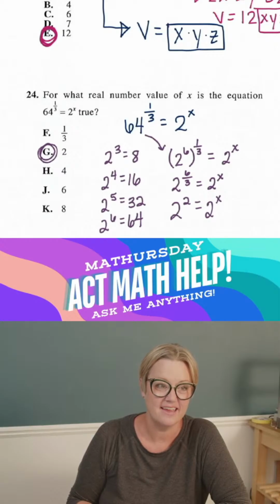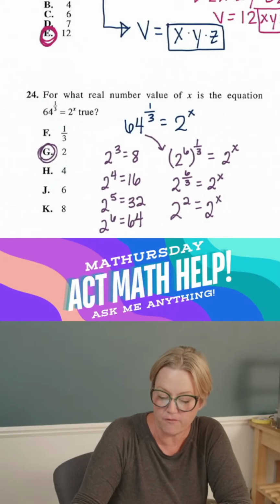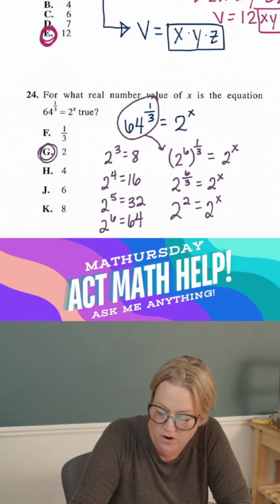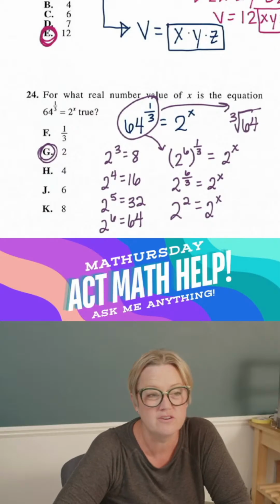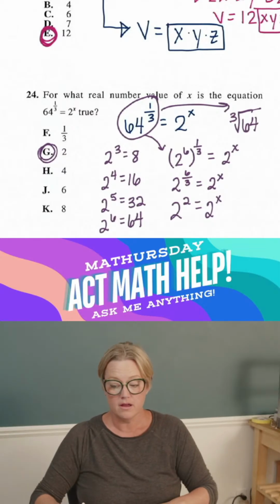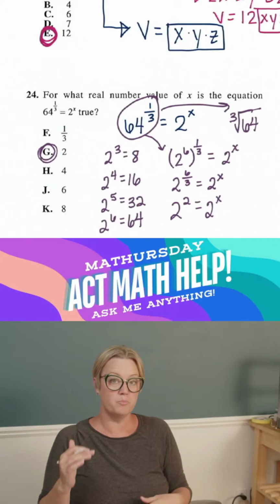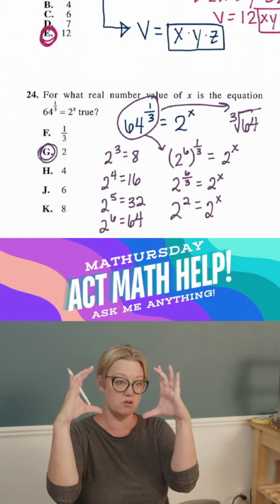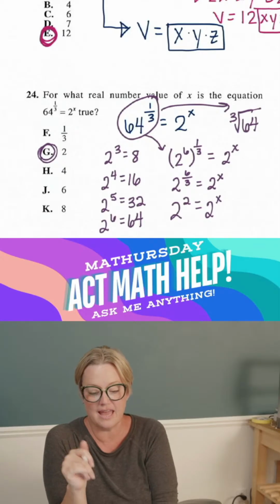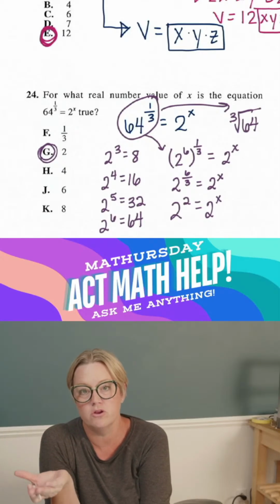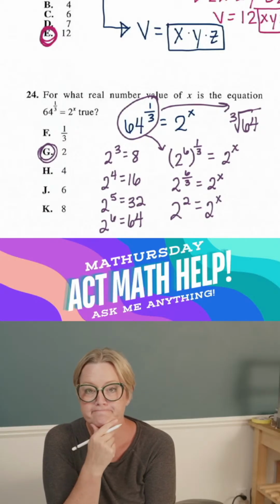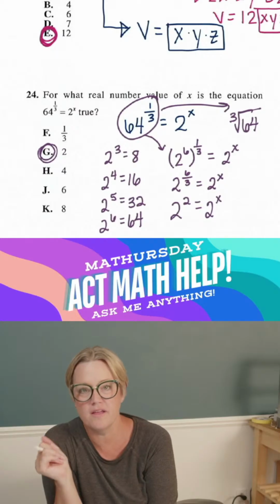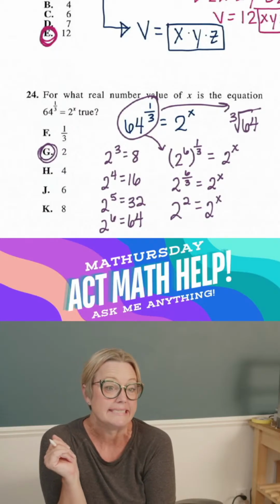Yep, calculators are allowed on this. So if you know that 64 to the 1/3 is the same thing as the cube root of 64, you could even just put that into your calculator. Or a lot of calculators will let you put in 64 to the 1/3 using the parentheses, and you're going to get 4. 4 equals 2 squared, so x is 2. You don't even have to do all that mess. You can just pop it into a calculator.